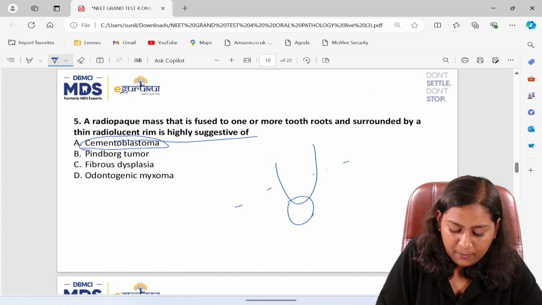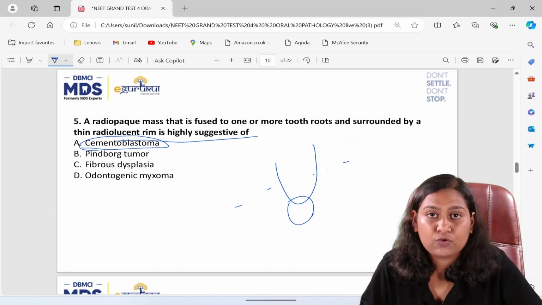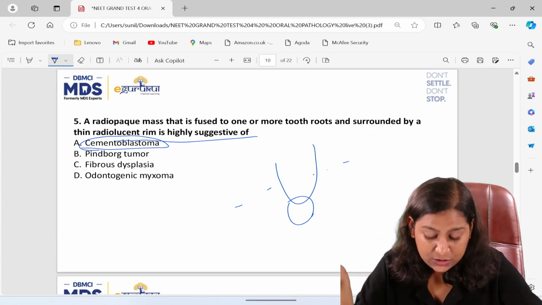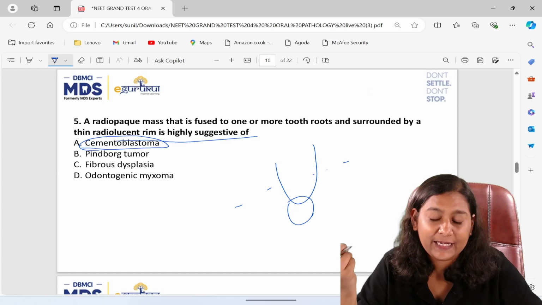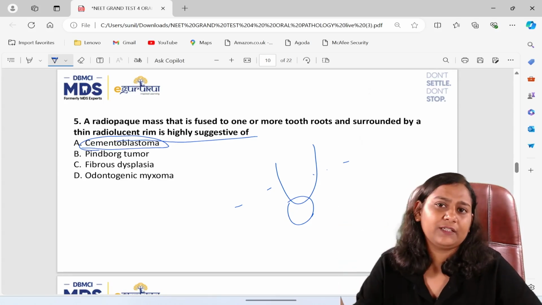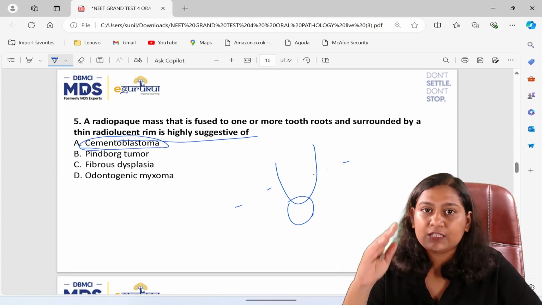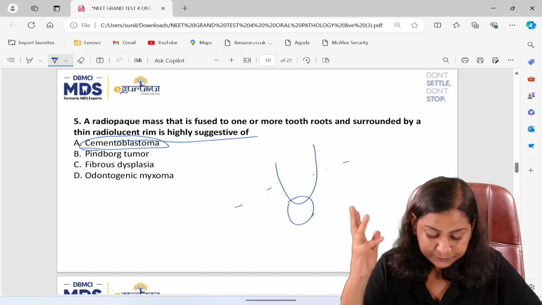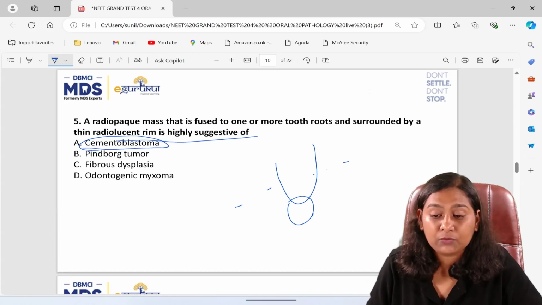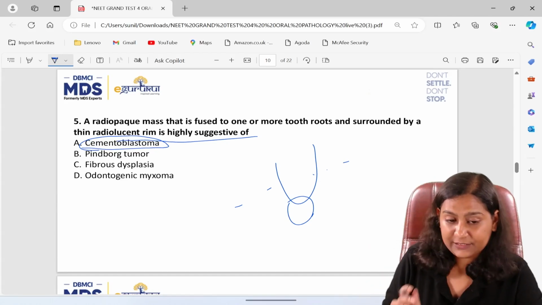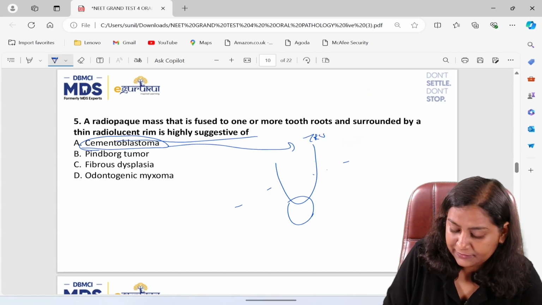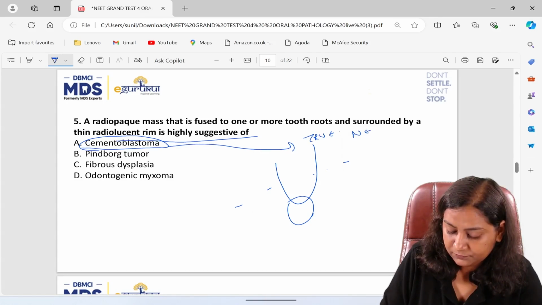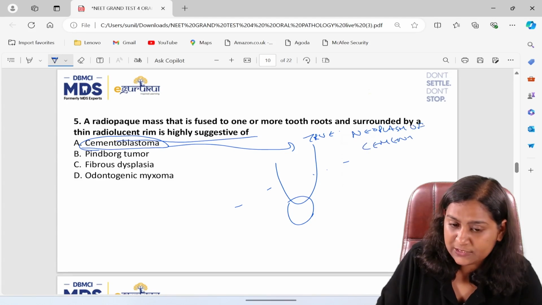It is cementoblastoma. Now, what is a cementoblastoma? It is a benign odontogenic tumor. Which category? Again, the classification is very important because there was a direct question in the INI and a similar kind of question was repeated in the next year's NEET. So you have to remember the classification of benign odontogenic tumors. Cementoblastoma is considered a true neoplasm of cementum. So this is called the true cementoma.